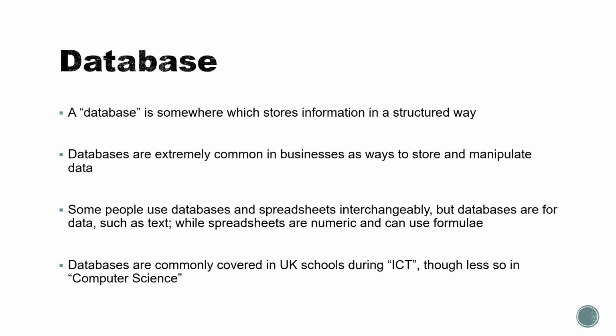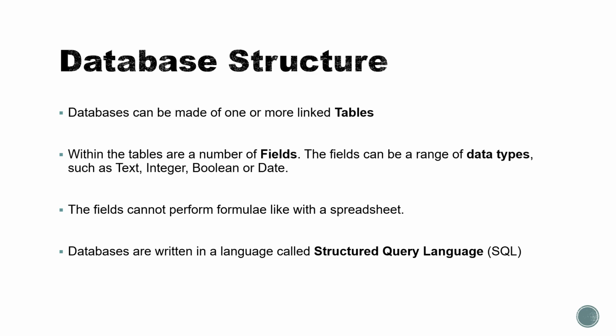Okay, so databases you may or may not have come across before. Databases can have one or more linked tables. If you have one or more linked tables, it becomes a relational database because the tables should be related to each other. In other words, you'll have common things within each table, which may be something like order ID or whatever it might be. And within those tables are a number of fields.